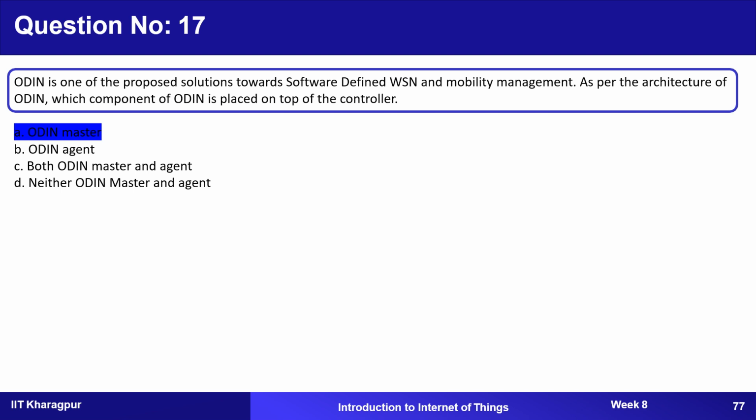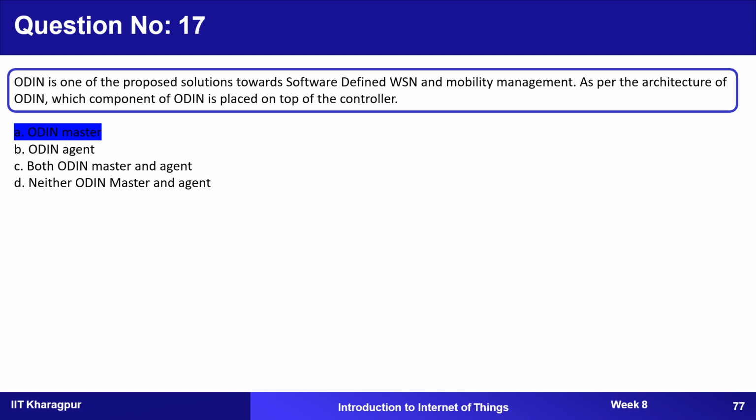Correct option for this is ODIN master. So basically in case of ODIN, there are two components. One is your ODIN agent and the other one is your ODIN master. The ODIN agent is placed at the physical layer, where the hardware is, near to the access points, and your ODIN master is placed over your controller. The communication between the access points or hardware and your controller takes place with the help of ODIN agent and ODIN master.